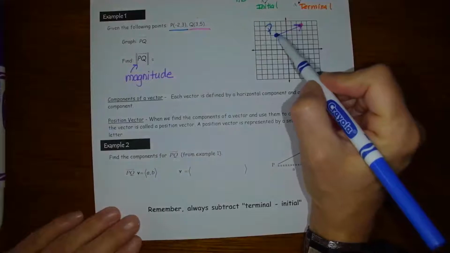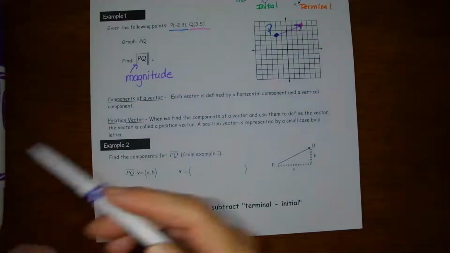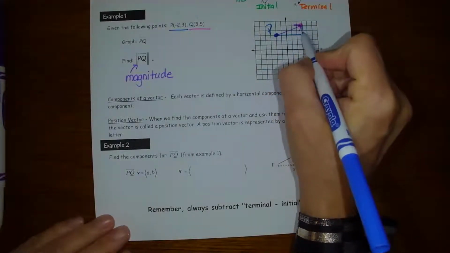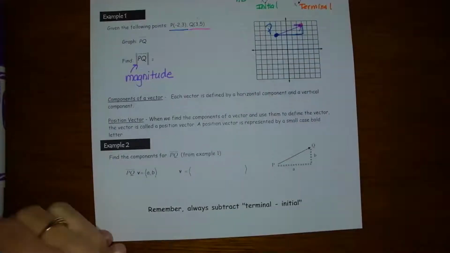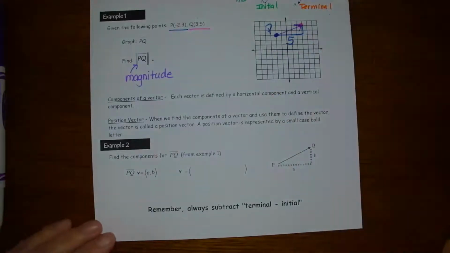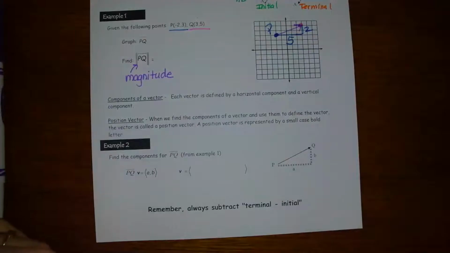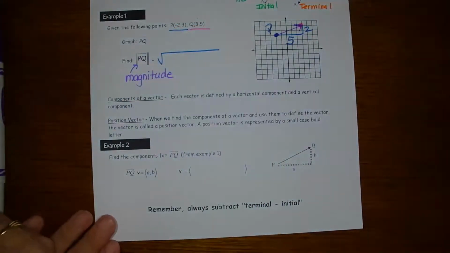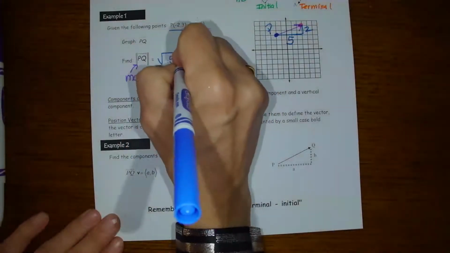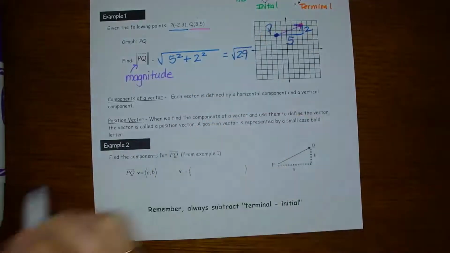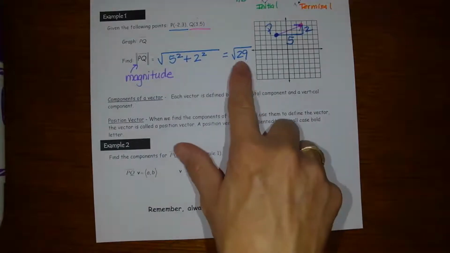Now, magnitude is represented by the length. So how are we going to find the length of this? How big is this piece right here? It's 5, right? And how big is this piece right here? 2. So what tool do you have to find out the hypotenuse of this triangle? Of course. So we would say it's C squared. So I'm just going to square root both sides. And it's going to be the square root of A squared plus B squared. So that equals the square root of 29. Okay. And this is the magnitude of that.